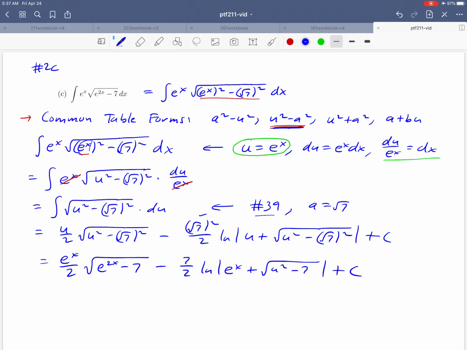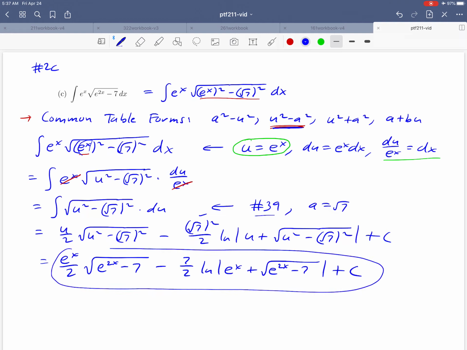Oops, I forgot one, didn't I? u squared is e to the x squared, which is e to the 2x. And what we have down here should be our answer. Let's check it just to be sure, make sure that we got all the pieces filled in. Yep, looks like we've got an answer here.